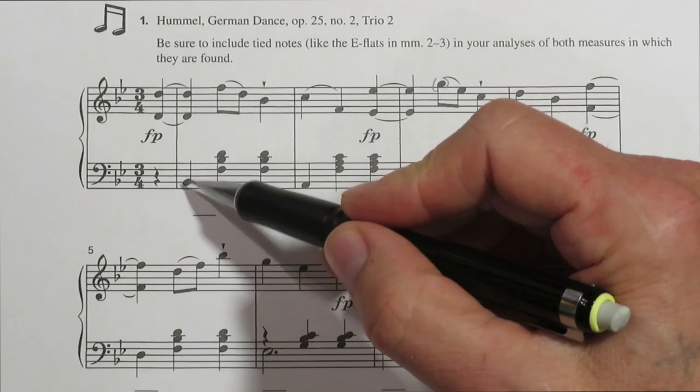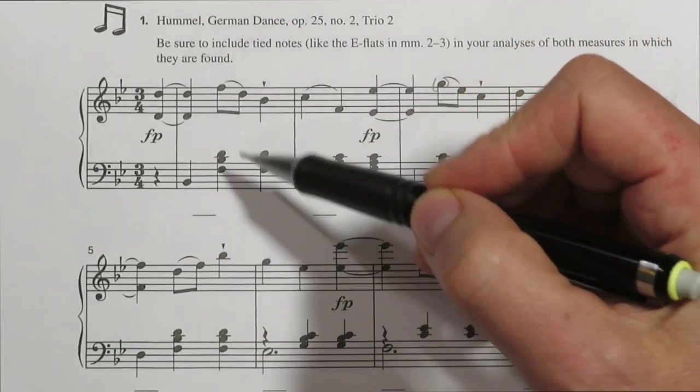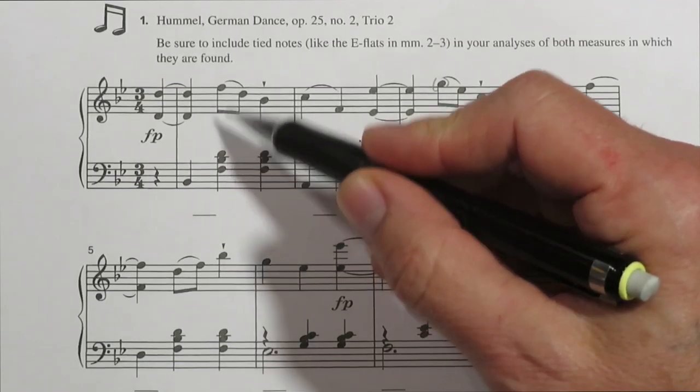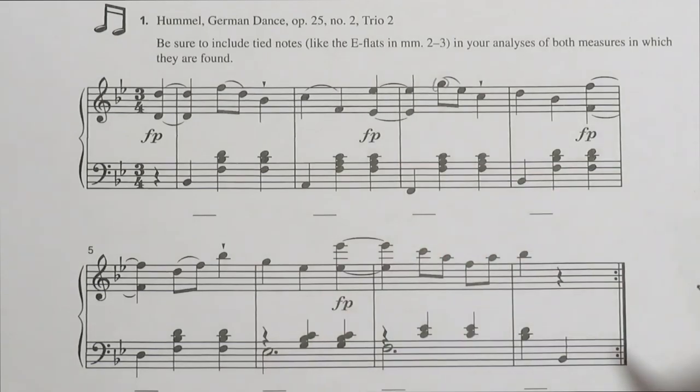So we have B flat, D, and then we have F, B flat, D. So this is a B flat major chord, and it also ends on a B flat major chord.